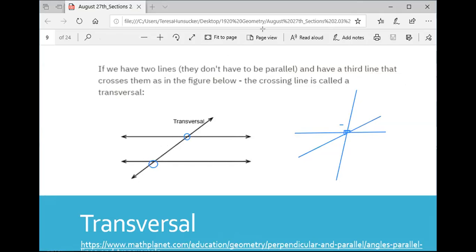Okay, any questions about what is and what's not? Communicate to me because you can't give me emojis or anything. Do you know the difference between a transversal and not a transversal? Okay, all right. So not a transversal, this one here. All right, moving on.